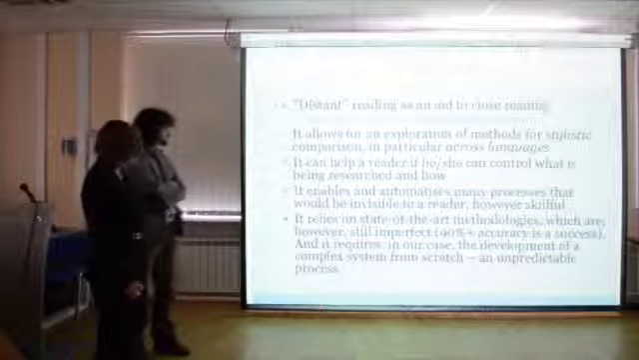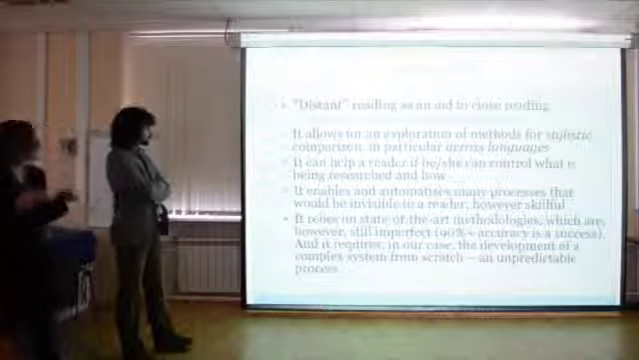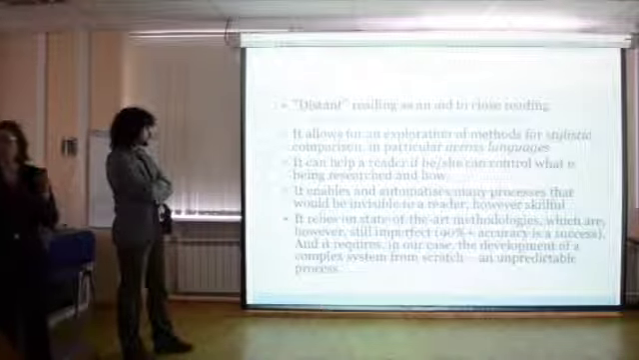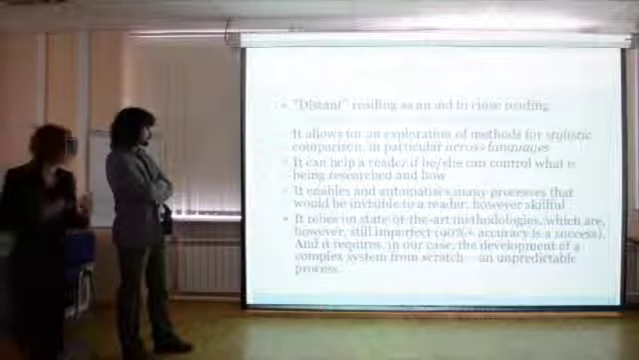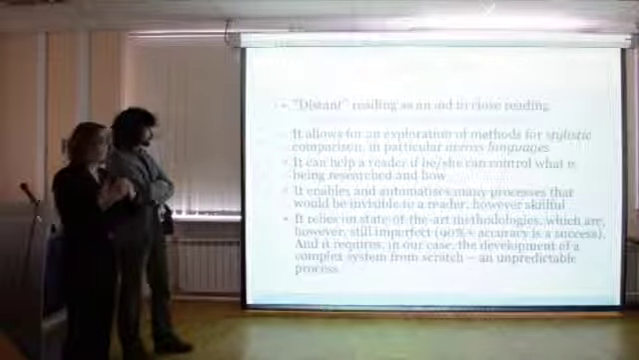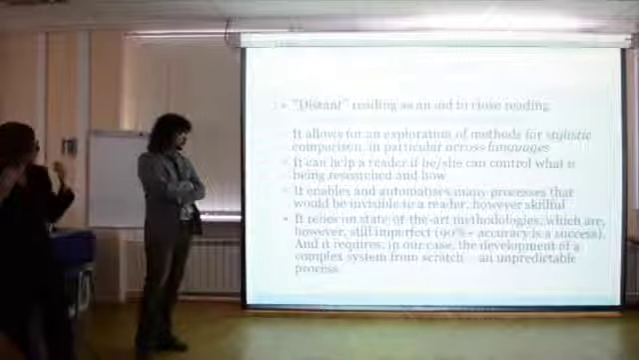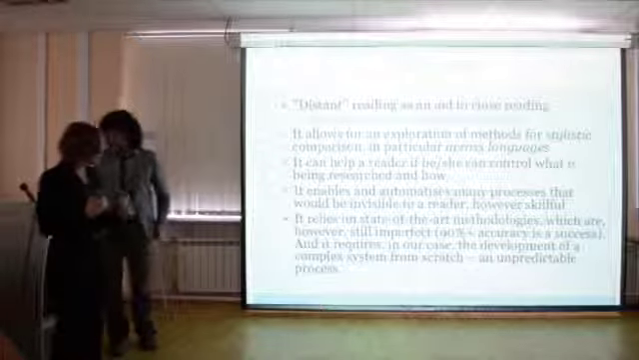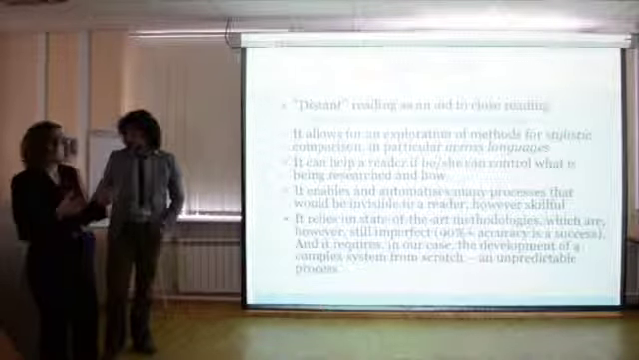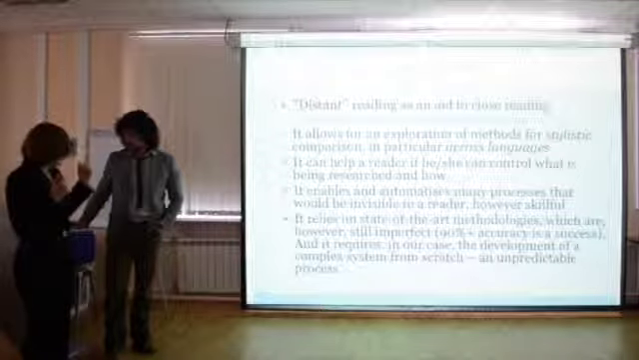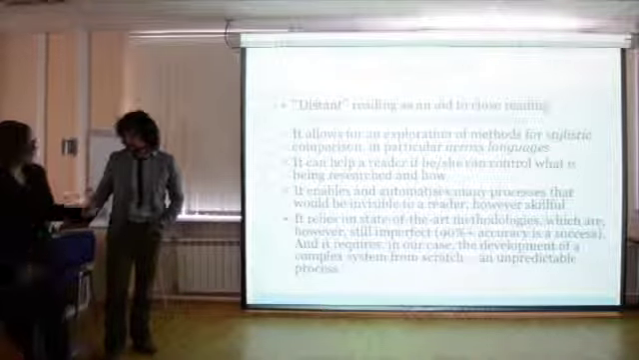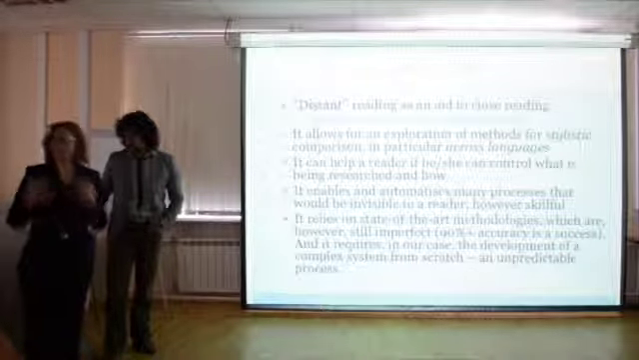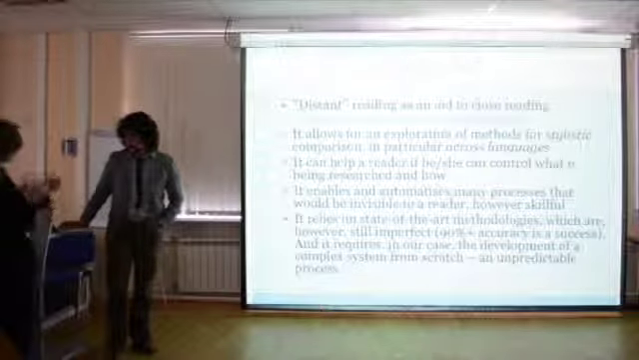Finally, it relies on state-of-the-art methodologies, which are, however, still imperfect. This is important to understand. So we are limited by what is available, what technology is capable of achieving today, which means that we're kind of guided by it and limited at the same time. There is no such thing as 100% accuracy. So that's something we take into account. As a rule, 90% accuracy plus is considered very good. And it requires, in our case, the development of a complex system from scratch, which is an unpredictable process, often takes longer than you expect. Often you have problems and try to solve them.